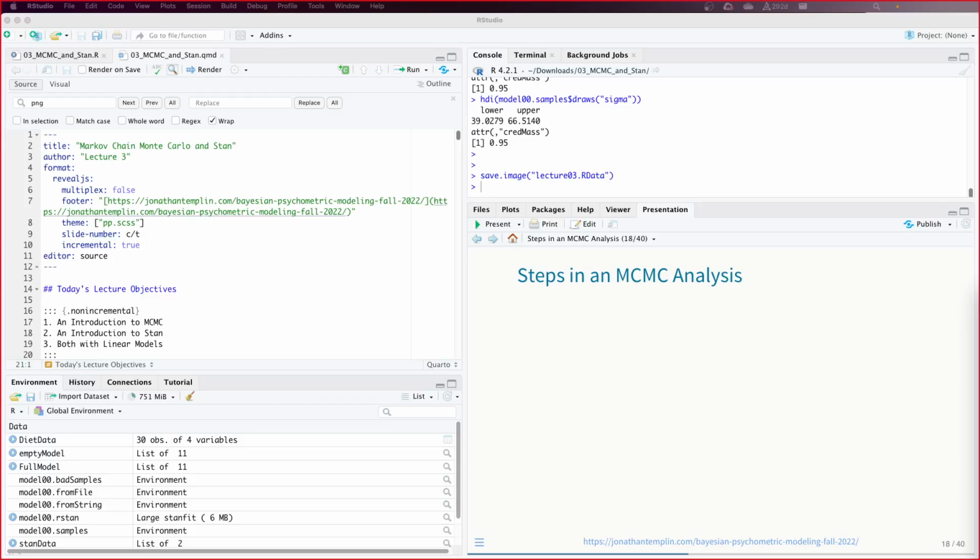All right, so I'm going to start off where we thought about steps in an MCMC analysis here. And I've turned off the multiplex. So those of you in class, I didn't even know this could happen, and thanks to Shihong for mentioning that. Anyway, remember the steps in an MCMC analysis.